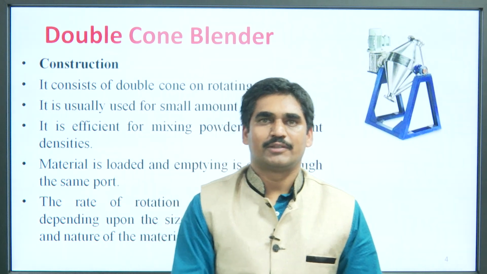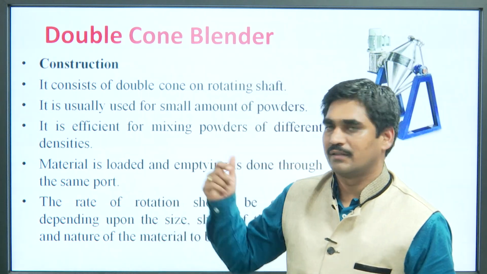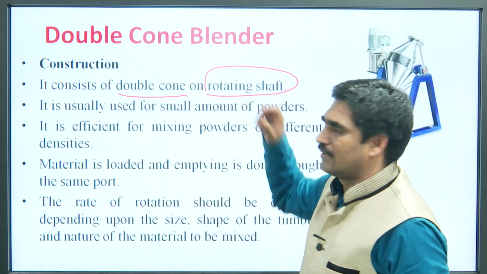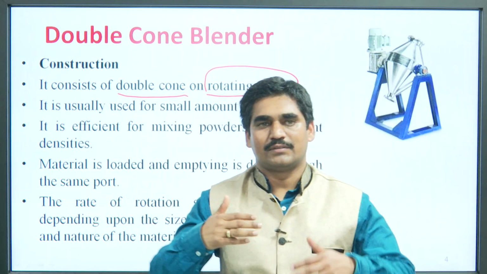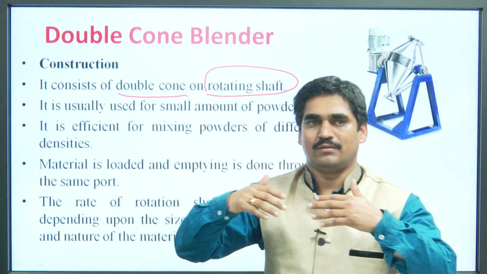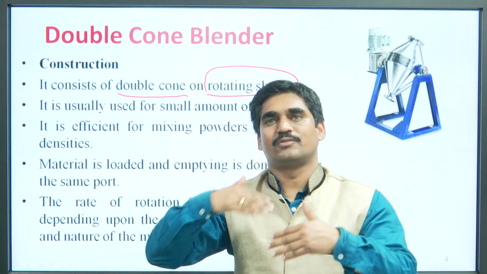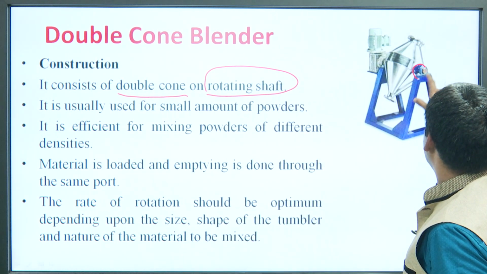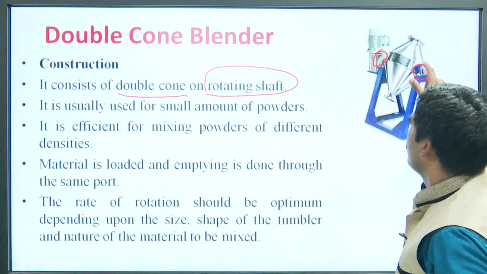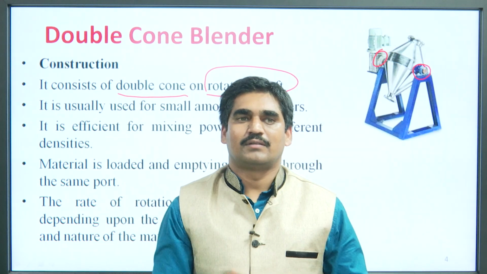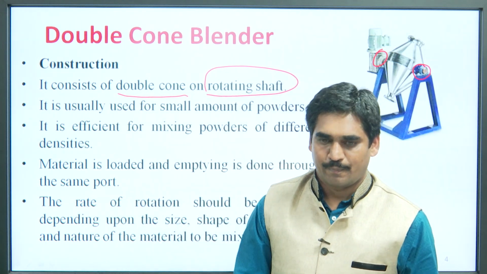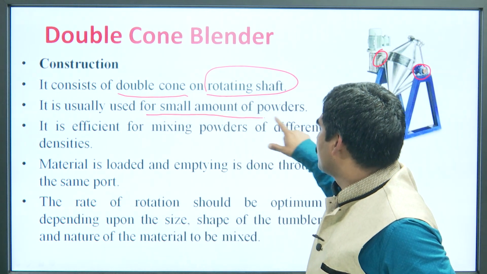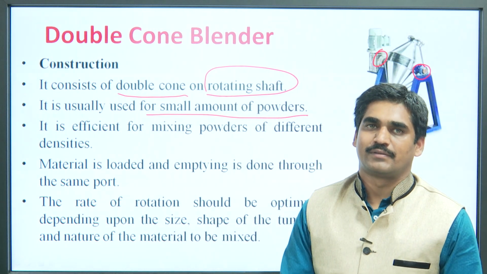As explained in the previous slide, it consists of a double cone on a rotating shaft. This rotating shaft is the axis on which this blender rotates. So, in this diagram this is the rotating shaft on which the blender is attached. Generally, this blender is used for a small amount of powders.